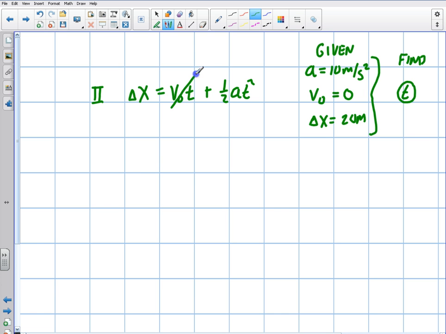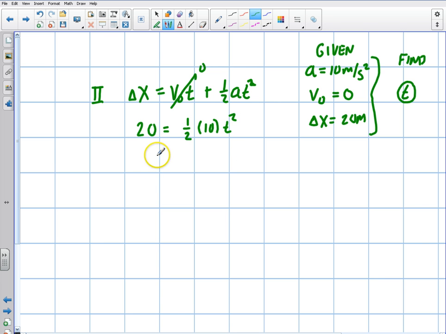Okay, so this whole term just goes out. So we're basically just saying delta x equals 1/2 at squared. That's probably the most commonly used version of a kinematics application. We just say, what's the displacement? 1/2 at squared. Well, that's when you start from rest, right? So if I wanted to find the time, I would just go ahead and plug everything in. I would say, okay, 20 equals 1/2 times 10 times t squared.